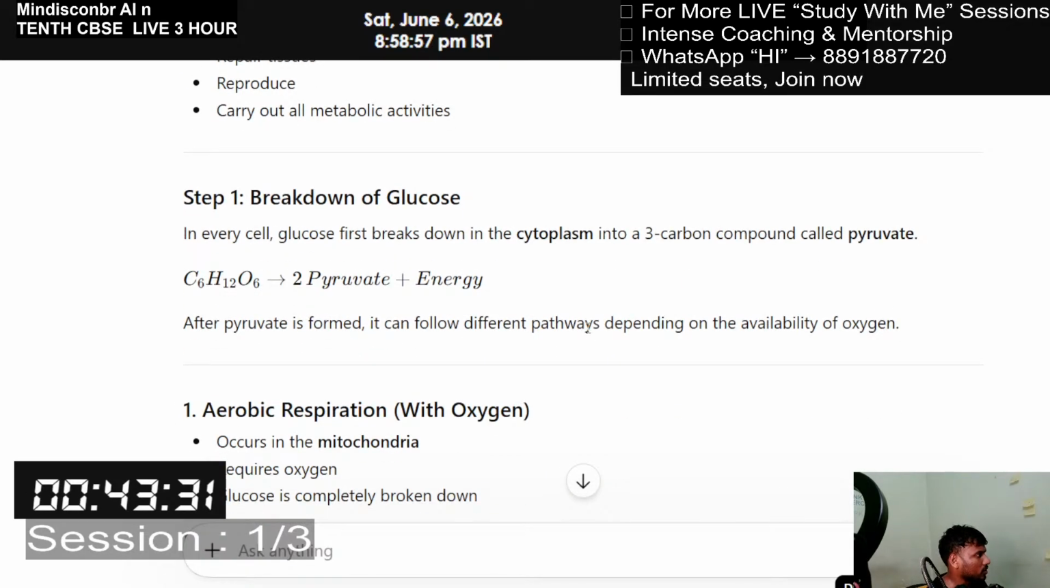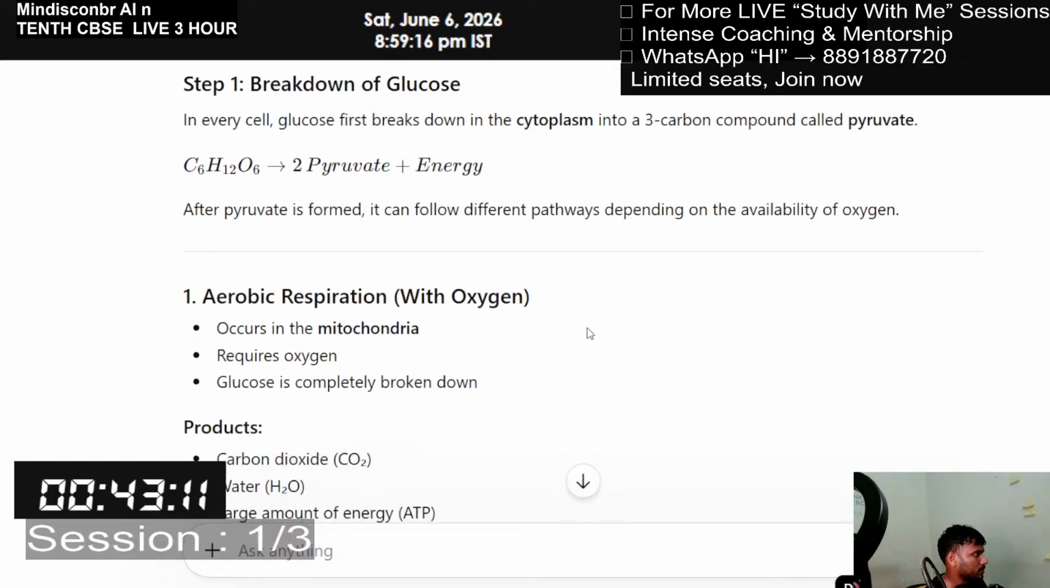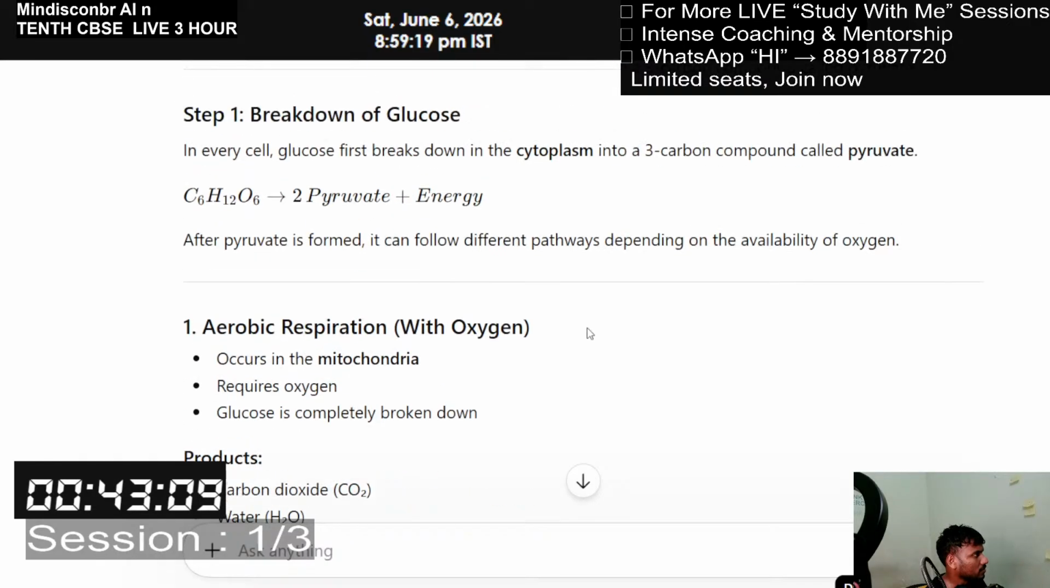Breakdown of glucose. In every cell, glucose first breaks down in the cytoplasm into a 3-carbon compound called pyruvate. C6H12O6 gives 2 pyruvate plus energy. After pyruvate is formed, it can follow different pathways depending on the availability of oxygen. So the first step in respiration is breakdown of this glucose.